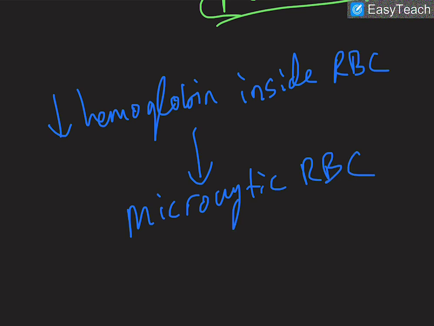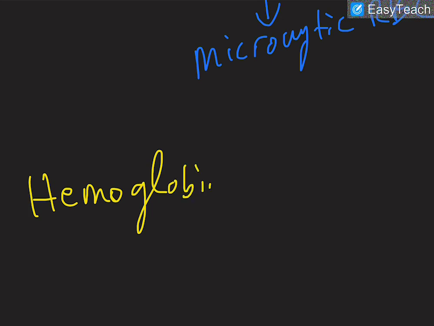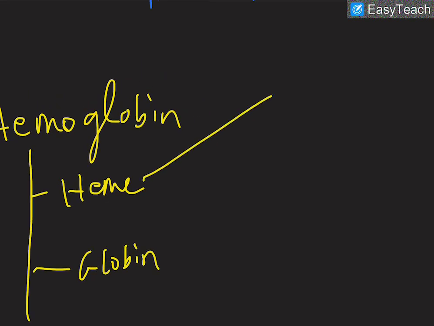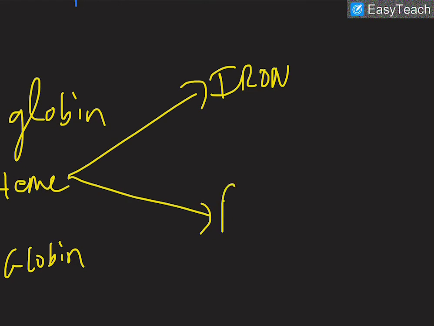Then if we looked at the causes of low hemoglobin, or specifically, if we looked at what hemoglobin is made of, and then we talked about the four causes of microcytic anemia, it would make more sense. Hemoglobin is made up of two things, heme and globin, so that's pretty easy to remember. But we should also know that heme is made up of two things too. Heme is made up of iron and protoporphyrin.